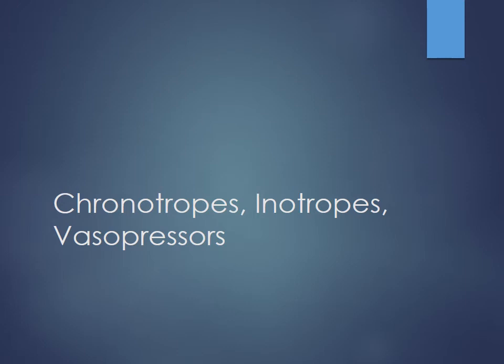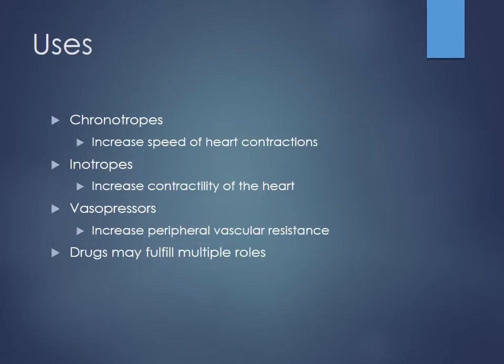Okay, moving on, we're going to talk about chronotropes, inotropes, and vasopressors. Cardiac miscellaneous meds you might use either in the ED or in the ICU type setting. So obviously chronotropes are going to be drugs that are increasing the speed of our heart contractions. Our inotropes are just going to be increasing contractility. And then our vasopressors are specifically meant to increase peripheral vascular resistance.